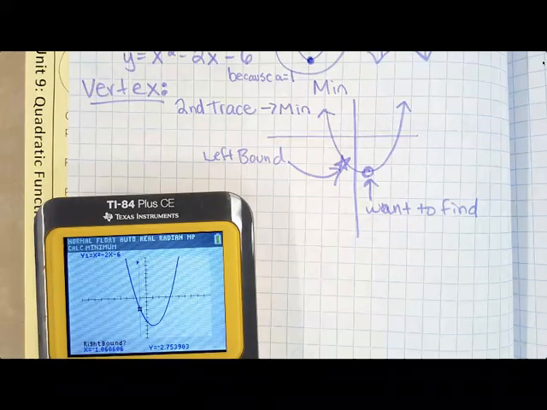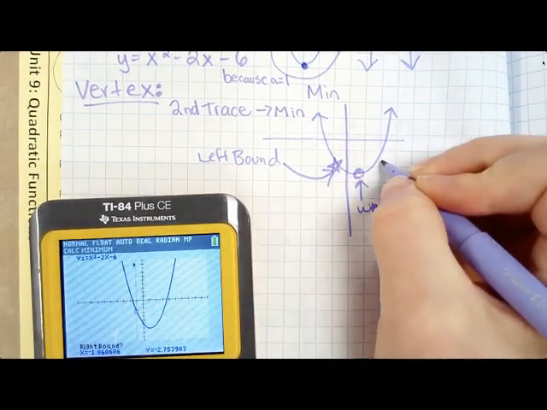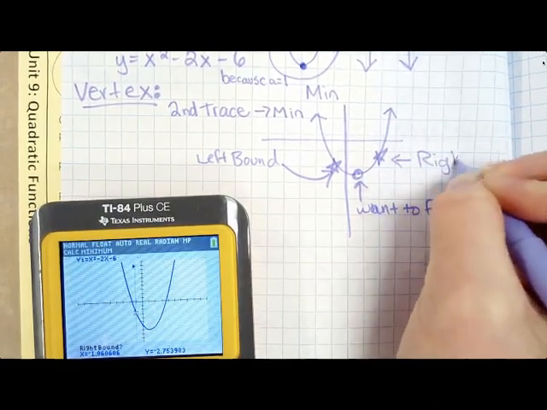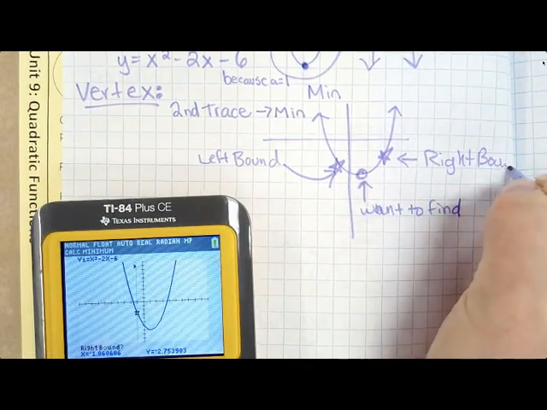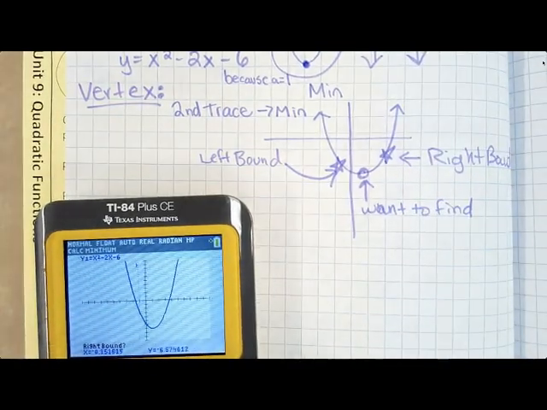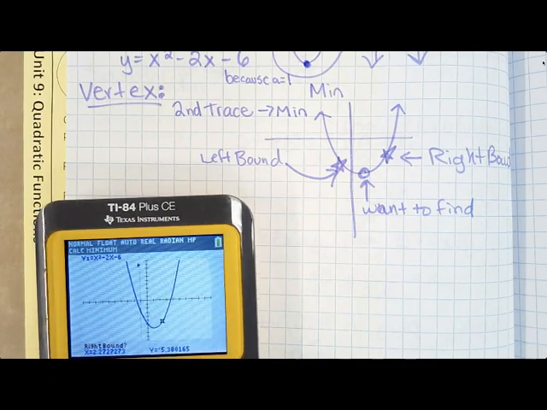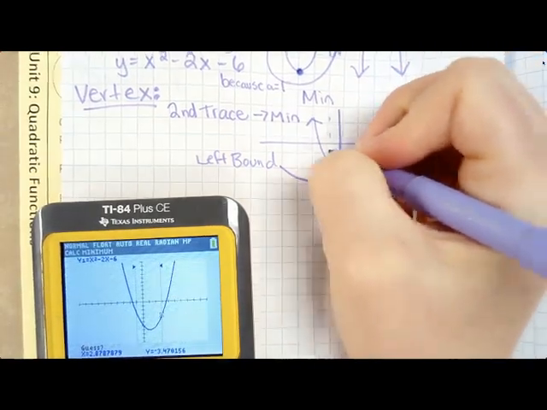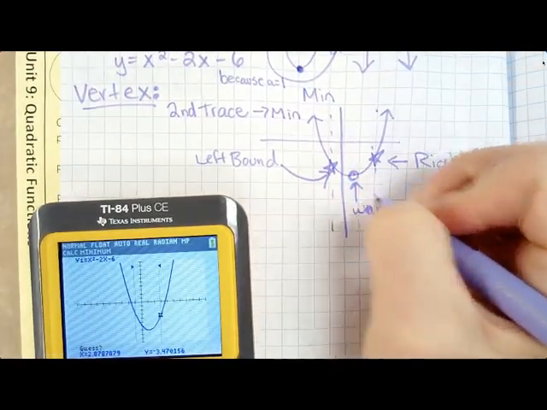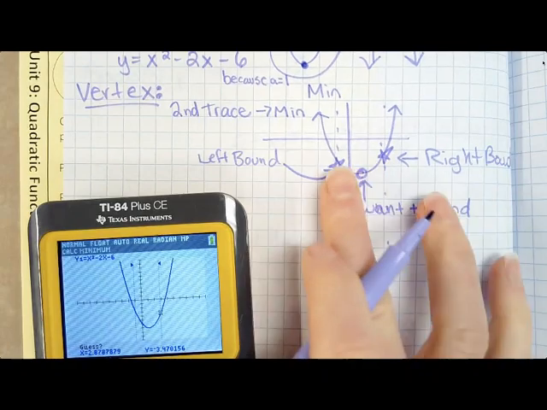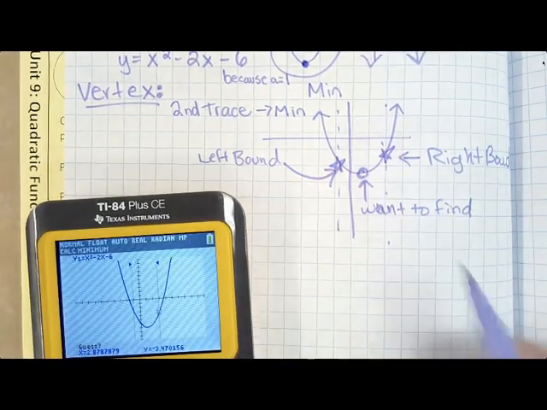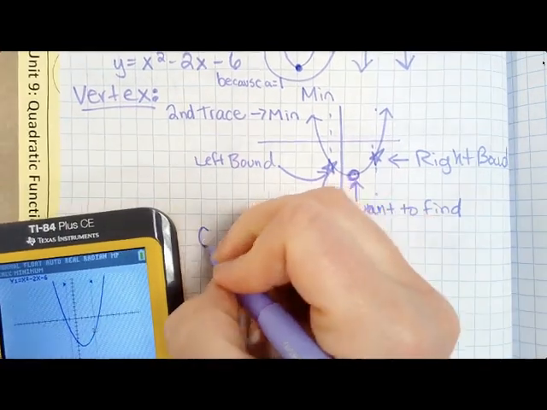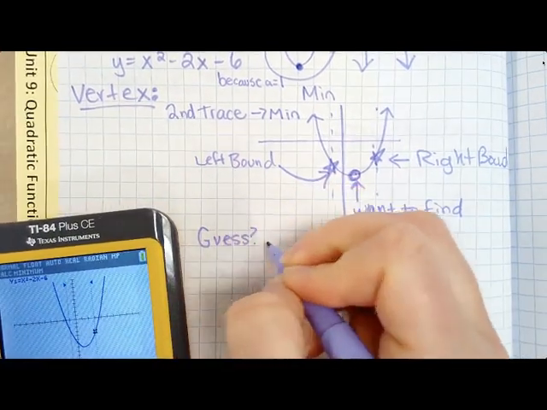Then it's going to ask for the right bound. I'm going to move my cursor to the right side of it. This is called your right bound. So I'm going to move my cursor to the right side of the point I want to find. Push enter. What it does is it makes these boundaries. It's saying from here to here, what is the minimum amount? And that's exactly what we want to find. Then it asks the question, guess, and you push enter.